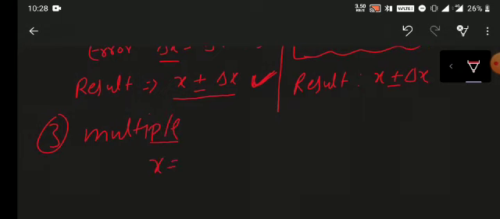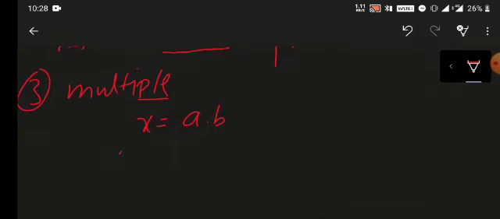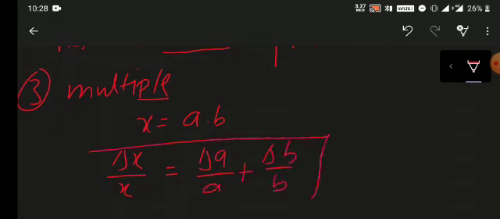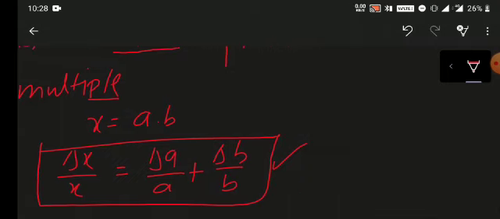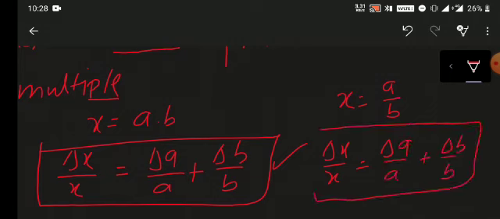The third one, multiplication. If a number is like a into b, then the error in fractional form, delta x upon x, is equal to delta a upon a plus delta b upon b. This is the error form. Okay, this is your answer. Using the differentiation method you can easily determine the differential error or the fractional error. Now let's take the example of division, a upon b. You can also determine delta x upon x equal to delta a upon a plus delta b upon b. The same value you can determine for the division method. I hope you get this point, because this is a very simple term.